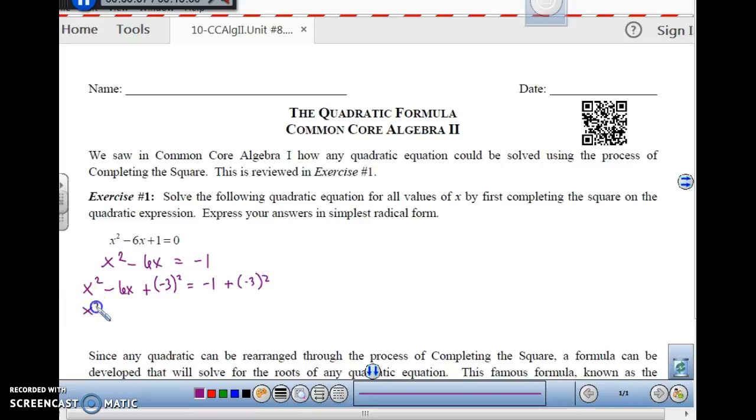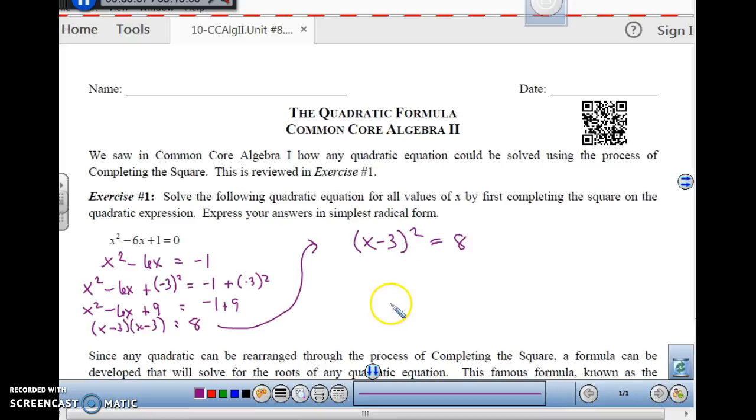And that gives me x squared minus 6x plus 9 is equal to -1 plus 9. Okay, now this can be factored as x minus 3 times x minus 3 equals -1 plus 9 is 8. So this actually becomes x minus 3 quantity squared is equal to 8. Okay, now from the previous lessons we've learned, with the square root, if we have a square here, remember you can take the square root of both sides. Just remember when you take the square root of both sides, there are two answers.